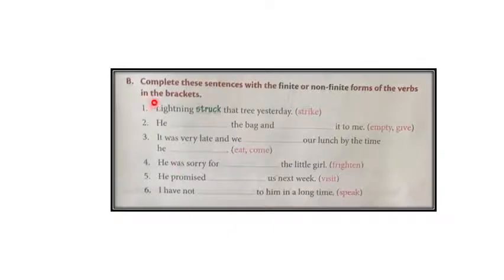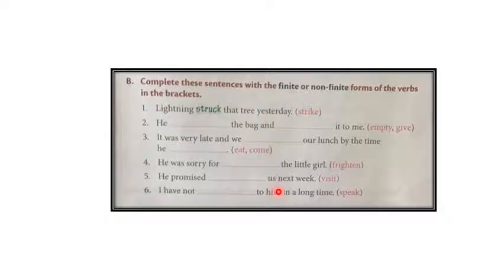Now the next one is: complete these sentences with the finite or non-finite forms of the verbs in the brackets. We studied what is a finite verb and what is a non-finite verb. Now you have to fill in. The first one is given. Lightning struck that tree yesterday. The bracket was given strike. The correct form is struck.